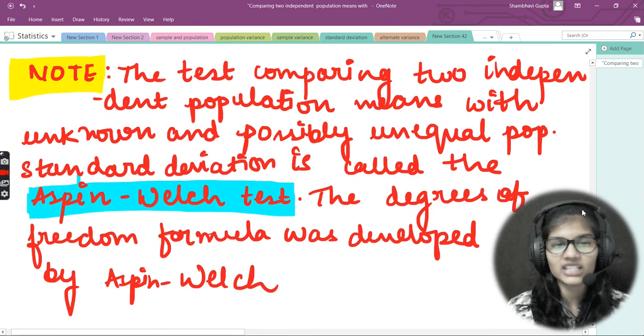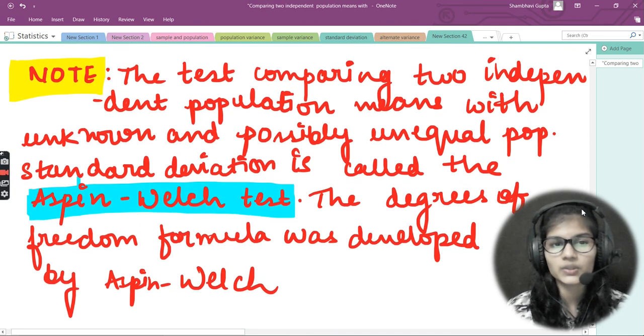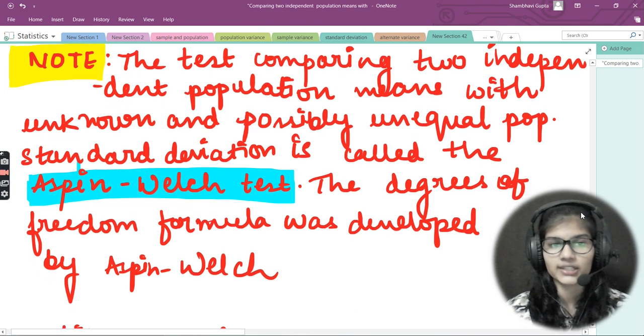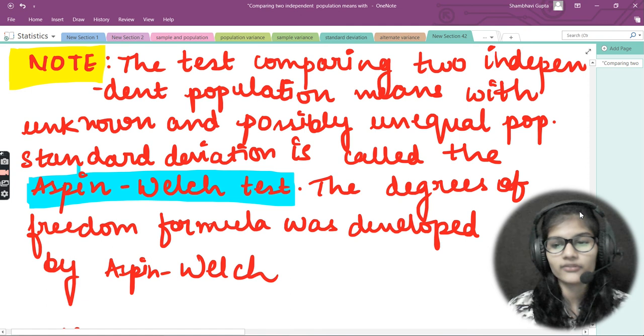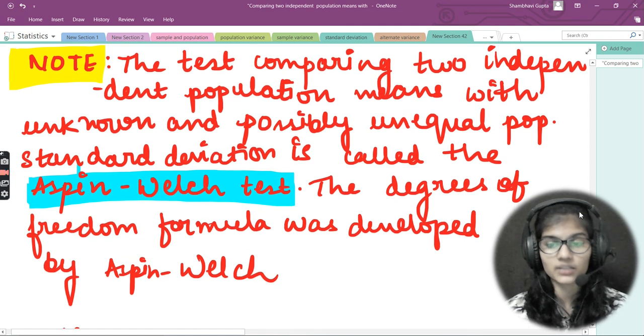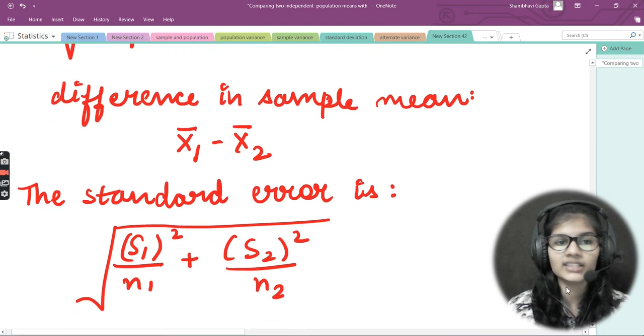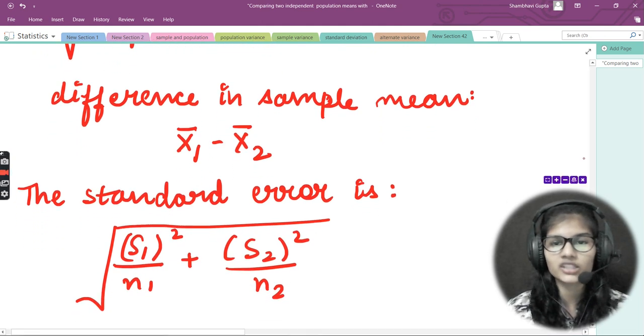Then we discussed the Aspin-Welch test. The test comparing two independent population means with unknown and possibly unequal population standard deviation is called the Aspin-Welch test. This is one new term that we introduced today, and the formula for the degrees of freedom that we had already seen in the previous video was also developed by Aspin-Welch. Then we saw the difference in the sample means, which is x1 bar minus x2 bar.